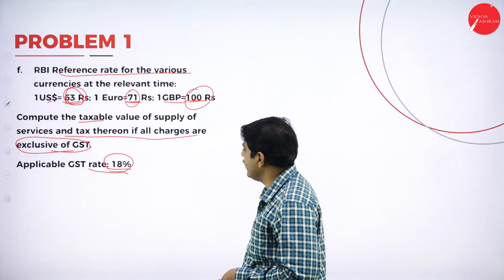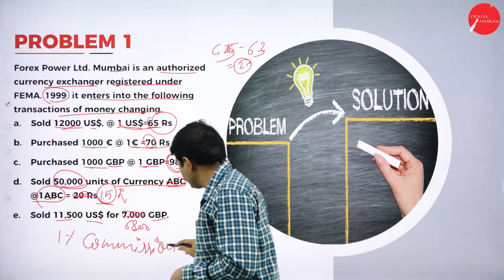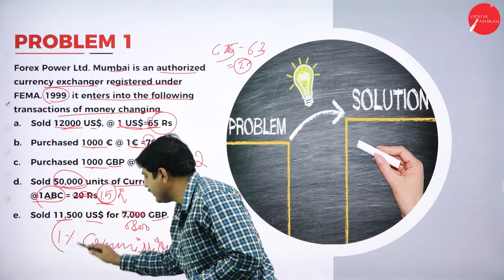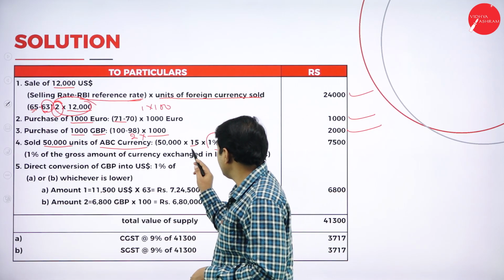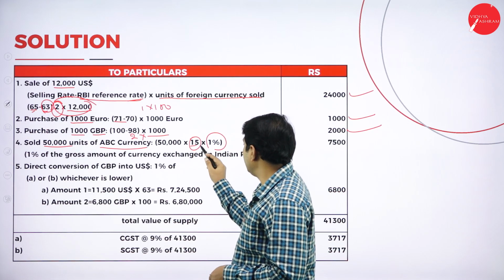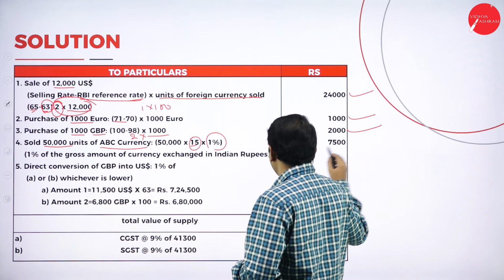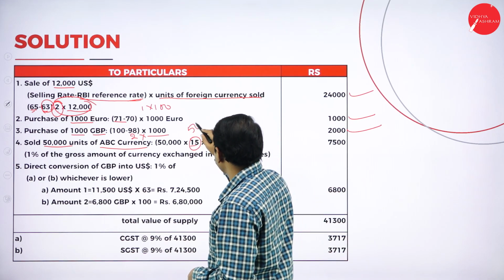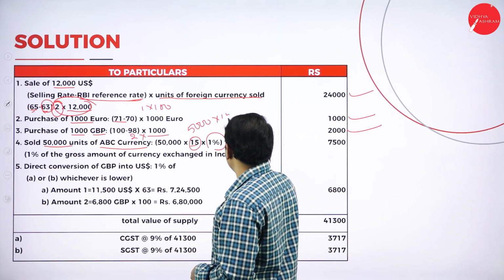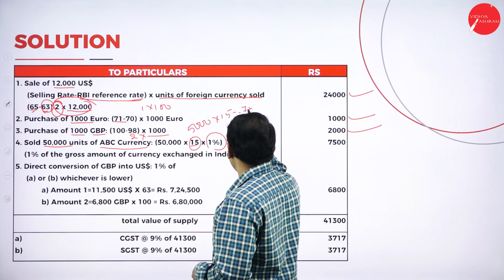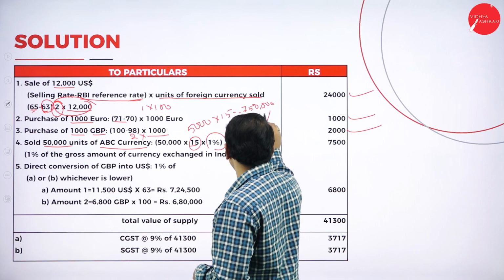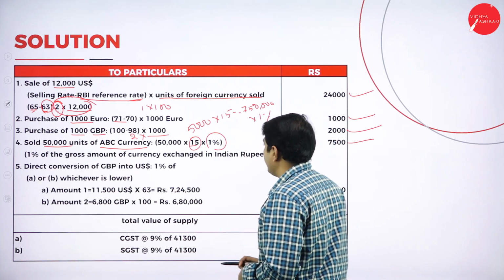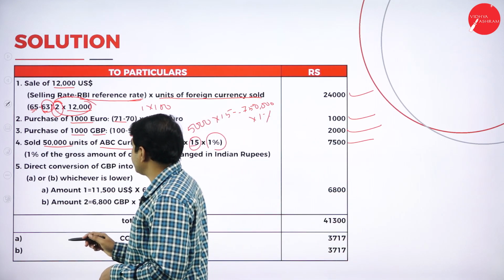Here they have given further information. So 1 rupee, 1% commission they are charging here. So 1% commission means 50,000 into 15 rupees into 1% commission they charge. They will get 50,000 into 15 rupees equals 7,50,000. So 7 lakh into 1% equals 7,500.